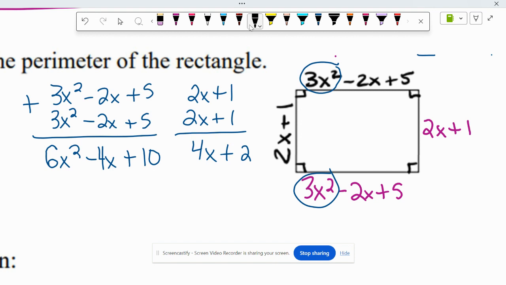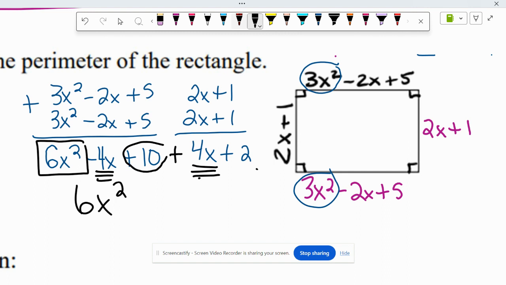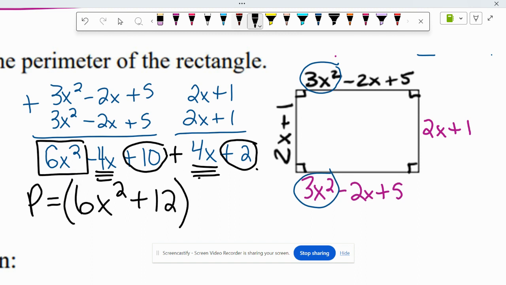And since I'm finding the perimeter, can't I just add these two polynomials together? Okay, so I don't have any 6x squared term in the second polynomial. So I know that when I add these together, I'm going to get 6x squared. My x terms, I have a negative 4x and a positive 4x. What does that do? Cancel out. I have a constant positive 10, constant positive 2. 10 plus 2 is 12. So my perimeter, I'm going to write capital P equals, in parentheses, 6x squared plus 12. And right after it, I'm going to write the word units.